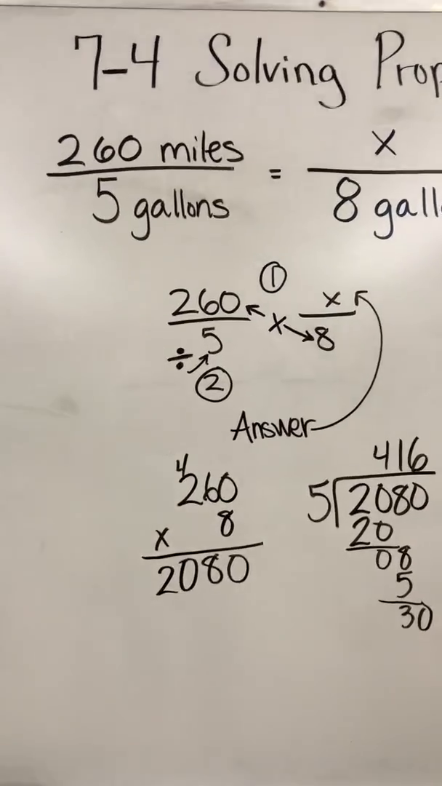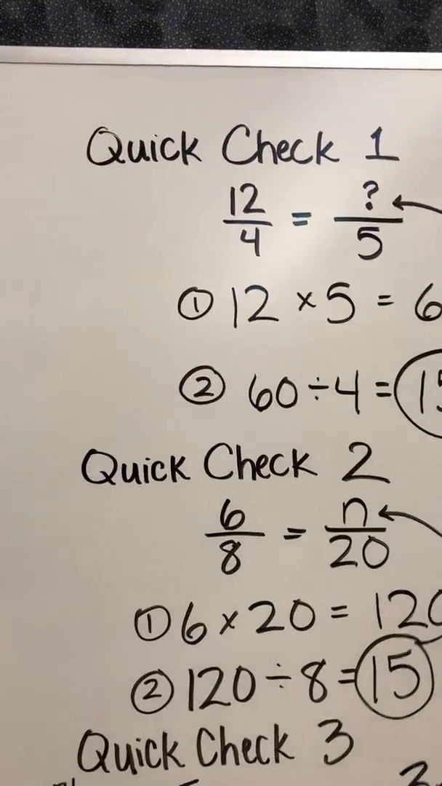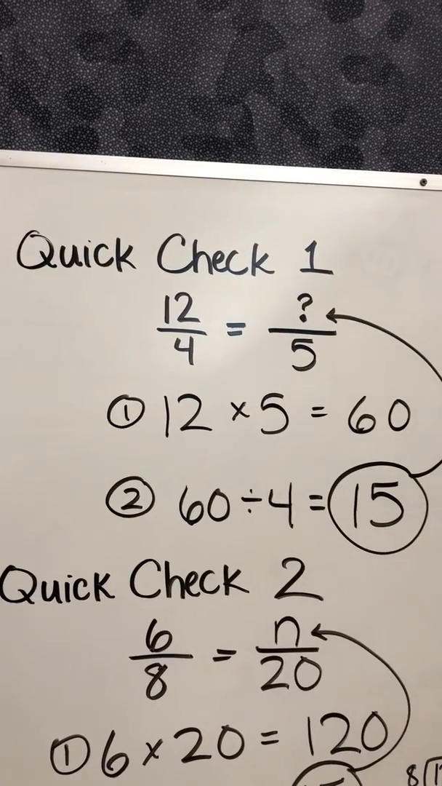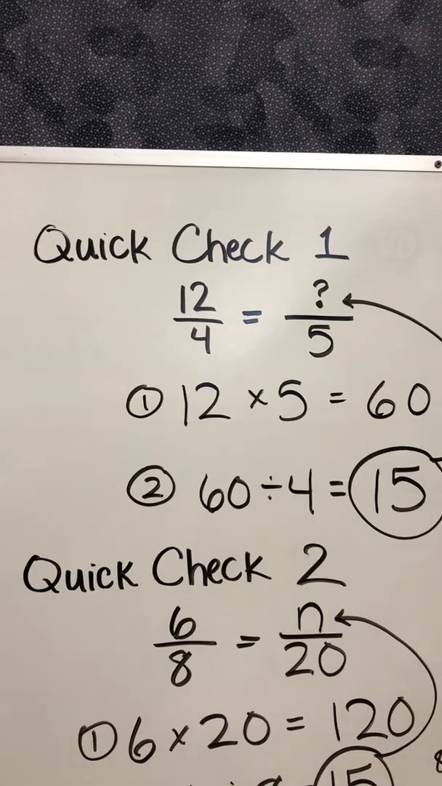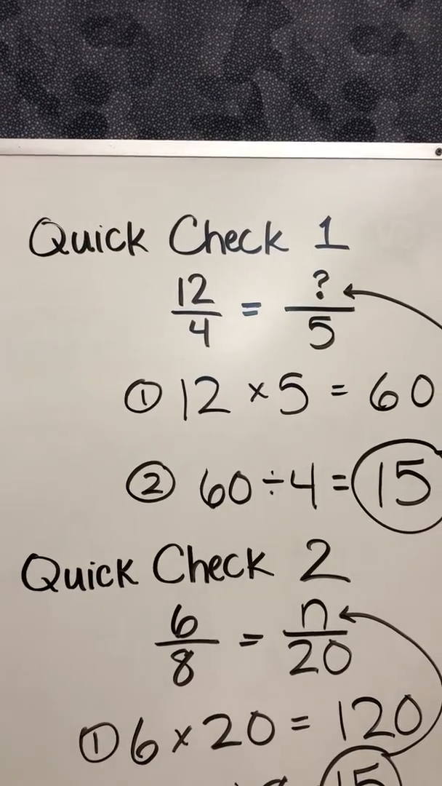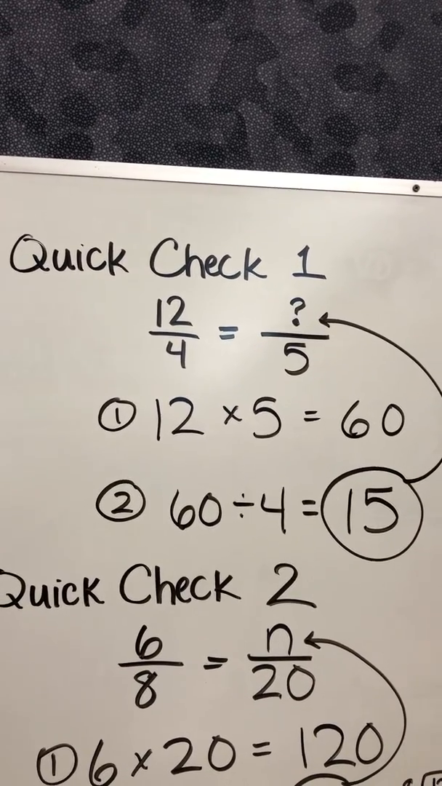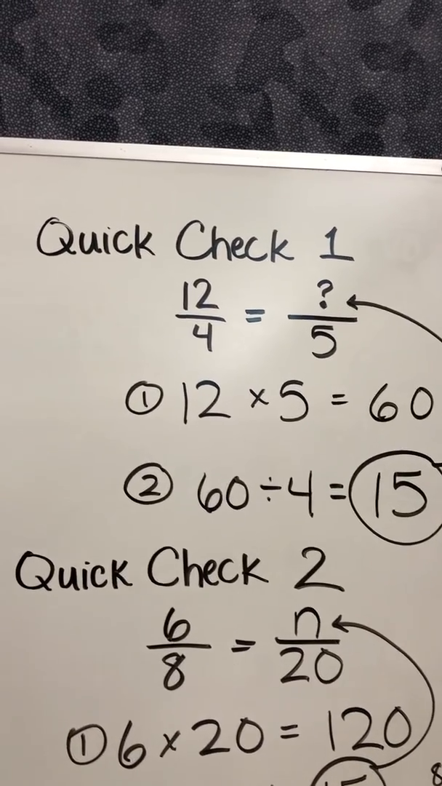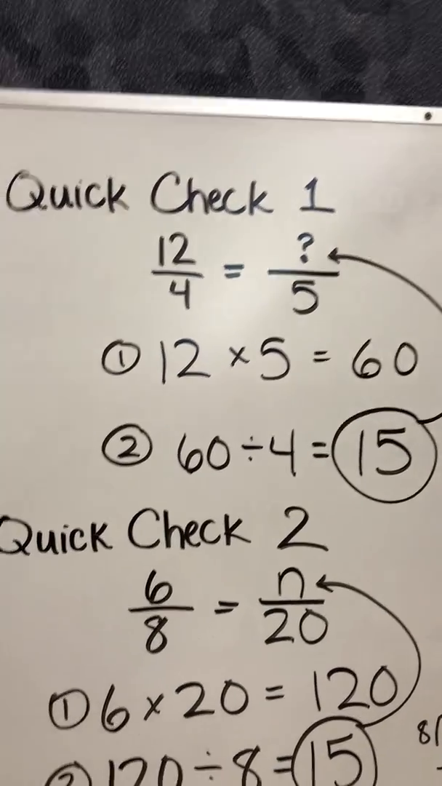Going through the quick checks, there are 3 parts to today's lesson. Quick check 1 is on the bottom of page 320. If you have 12 over 4, we want to know what over 5 would be equal to, because we always want equal proportions. I just follow step 1, which is to multiply the cross product, 12 times 5, which is 60. Divide that by 4, which is 15, which most of us can do with mental math. So the missing value is 15.